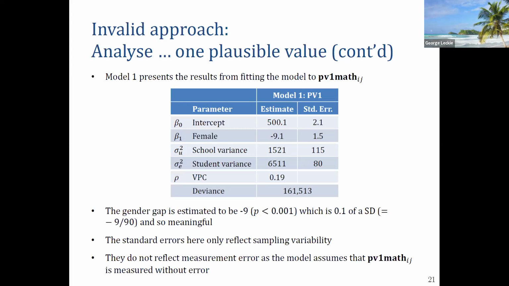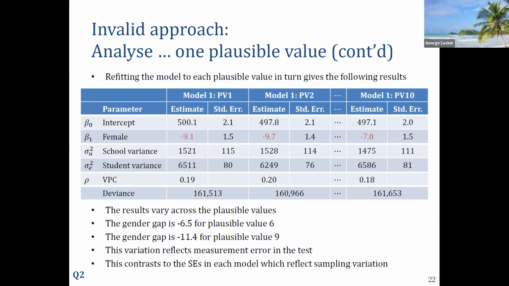But this is not good, as you'll see. On this slide, I got a bit interested in plausible values, so I repeated it on the second plausible value, all the way through up to the 10th. Look at my gender gap in red. Minus 9.1 off the first plausible value, minus 9.7 off the second. I haven't shown you here, but for the sixth plausible value, it went down as low as minus 6.5. And for the ninth, it went as high as minus 11.4. This is substantial variation.